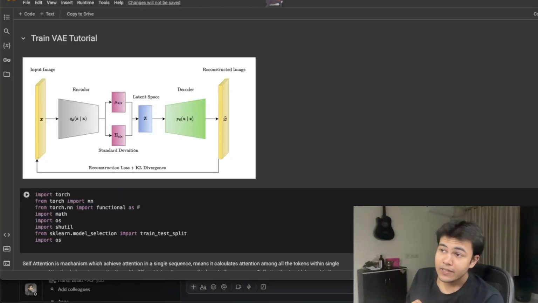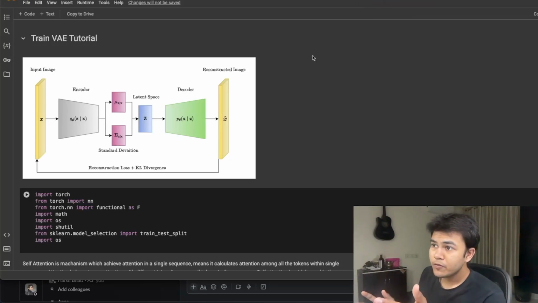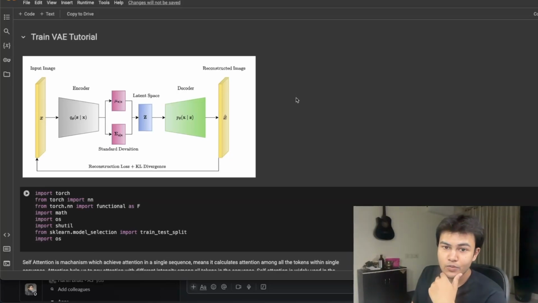Hey guys, so let's take a look at how to implement the VAE and then we are going to train it. I have prepared a Google Colab notebook for you, so I can run the code at the same time and explain exactly how it's working.